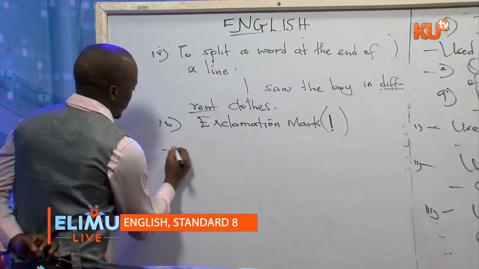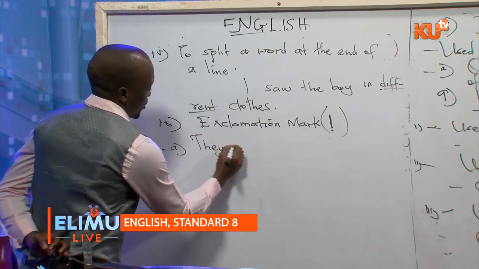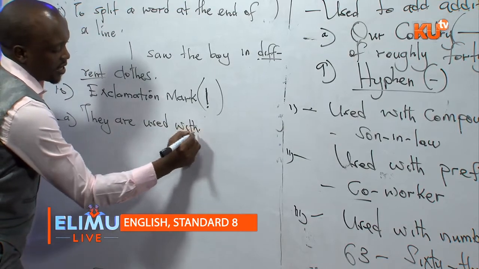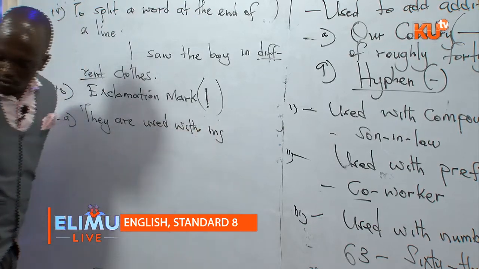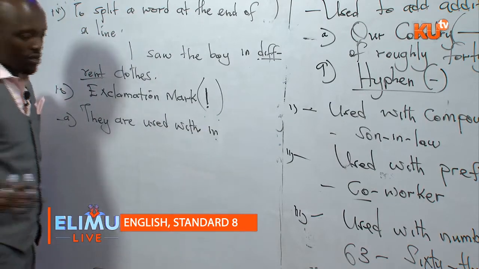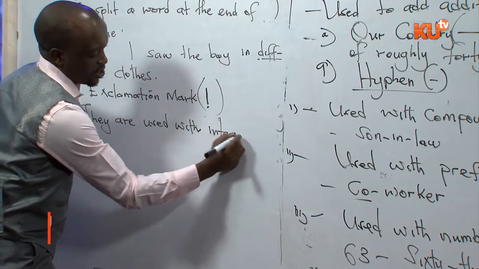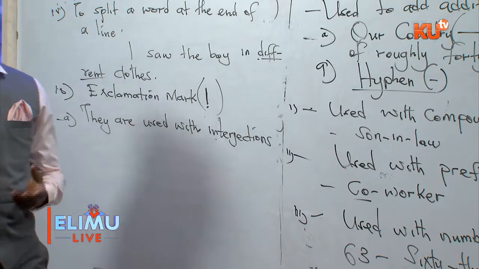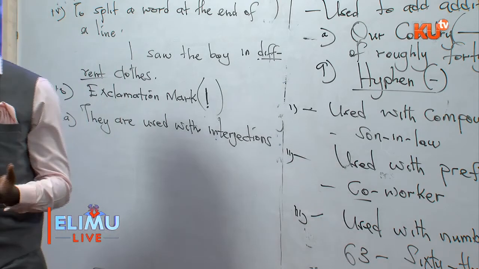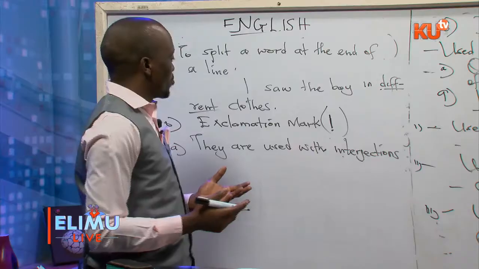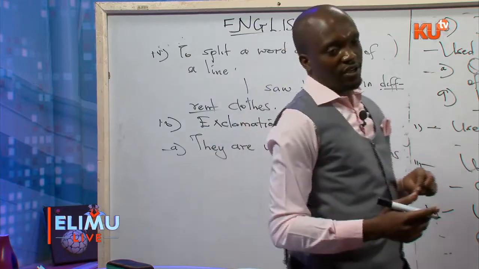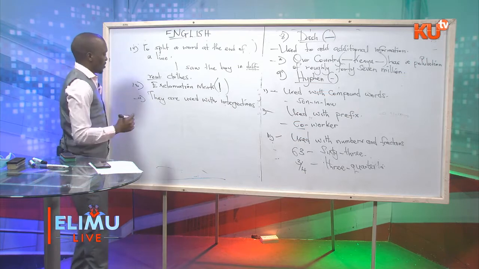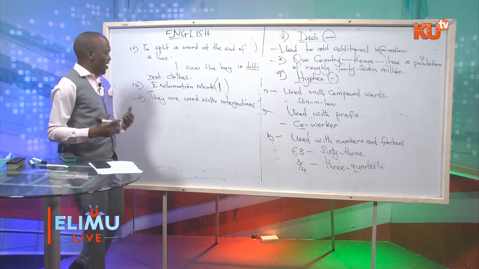We say that they are used with interjections. Interjections are simply ones that show feelings, emotions. You want to show that you are sad. You want to show that you are happy. You will use exclamation mark. Words like ouch, wow, bravo. Those are words that show your feelings or emotions.